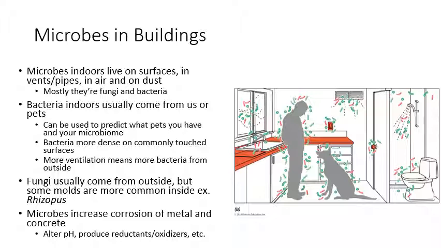And then a final point to make about microbes in buildings is that anytime that you have microbes living on metal or on concrete, they're going to be producing waste products that increase the corrosion of those materials. So in general, it's good to take steps to limit the growth of microbes on buildings because they damage the structure, which just costs money to fix. Some of the ways that they could do that would be by producing waste products that are either oxidizers or reducers, or corrosive in some other way, or by altering the pH. Like there's some microbes that create an acidic environment through their metabolism.